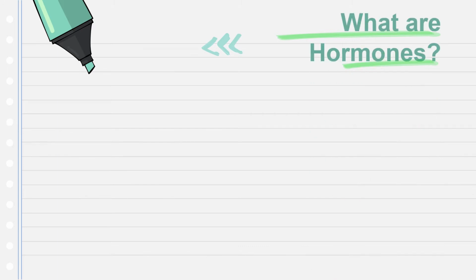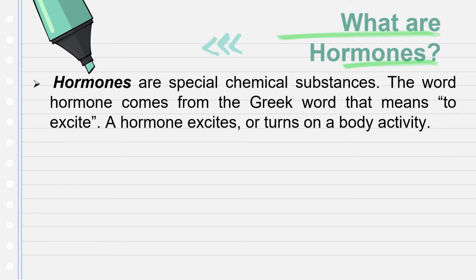What are hormones? Hormones are special chemical substances. The word hormone comes from the Greek word that means to excite. A hormone excites or turns on a body activity.